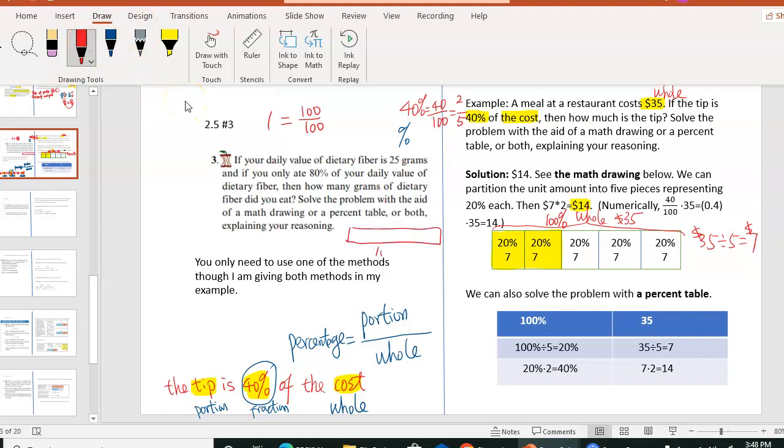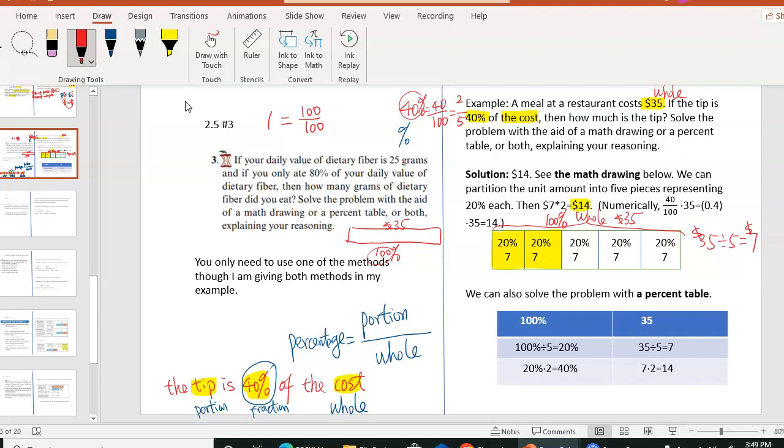So let's say this is the whole, it's 100%, which corresponds to $35. And if you want, you can put the dollar amount up there and the percentage down here. And we want 40%, but 40 doesn't really go into 100 evenly. So you might want to find a number that can go into both 40 and 100. I mean, there are many numbers that can go into 40 and 100. For example, 2 goes into 40 and 100, right?